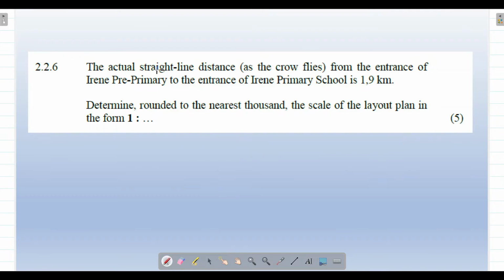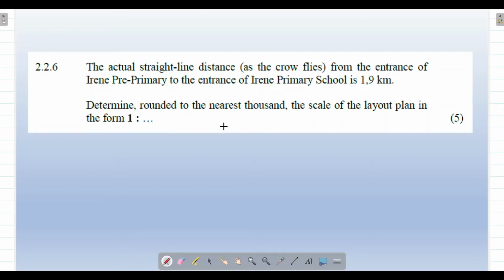It says that the actual straight line distance, as the crow flies, from the entrance of Irene Pre-Primary to the entrance of Irene Primary School is 1.9 kilometers. So we're told that the actual, real distance that a crow will fly from the entrance of the Irene Pre-Primary to the entrance of Irene Primary School is 1.9 kilometers. We need to determine, rounded to the nearest thousand, the scale of the layout plan in the form of 1: something. So here we're determining the number scale of this layout plan.